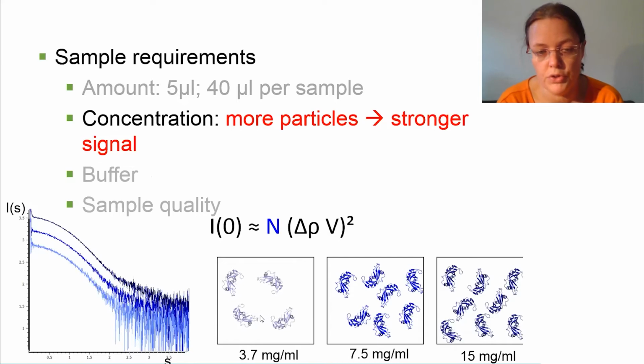So this is a very small protein, but these are also pretty high estimates. Normally the rule of thumb is if you have around a 50 kilodalton protein, if you go to 2 mg per mil, you should get pretty good data.